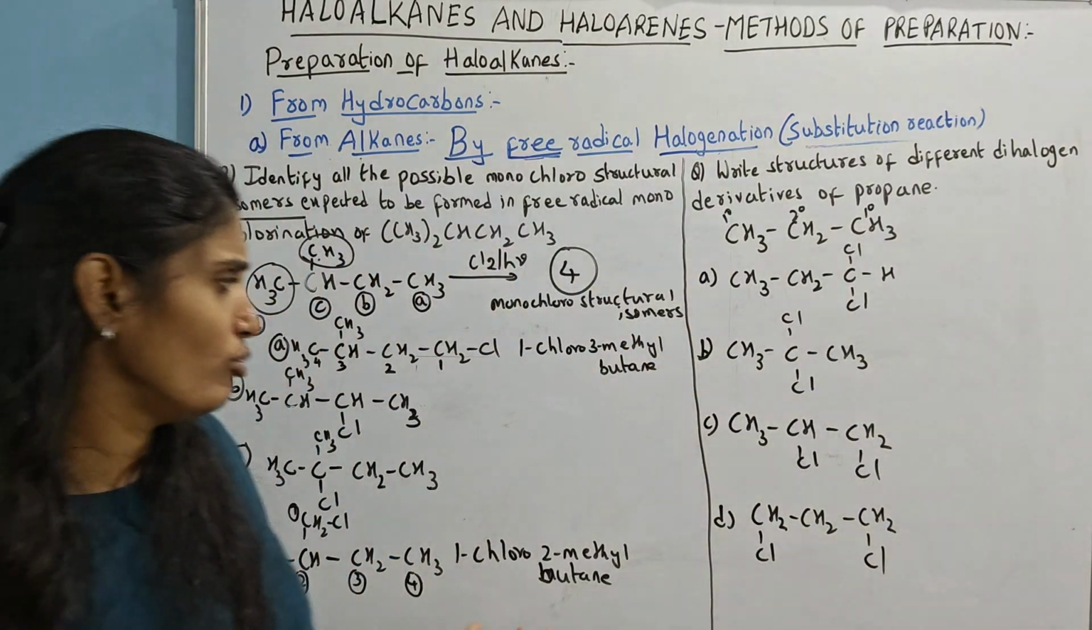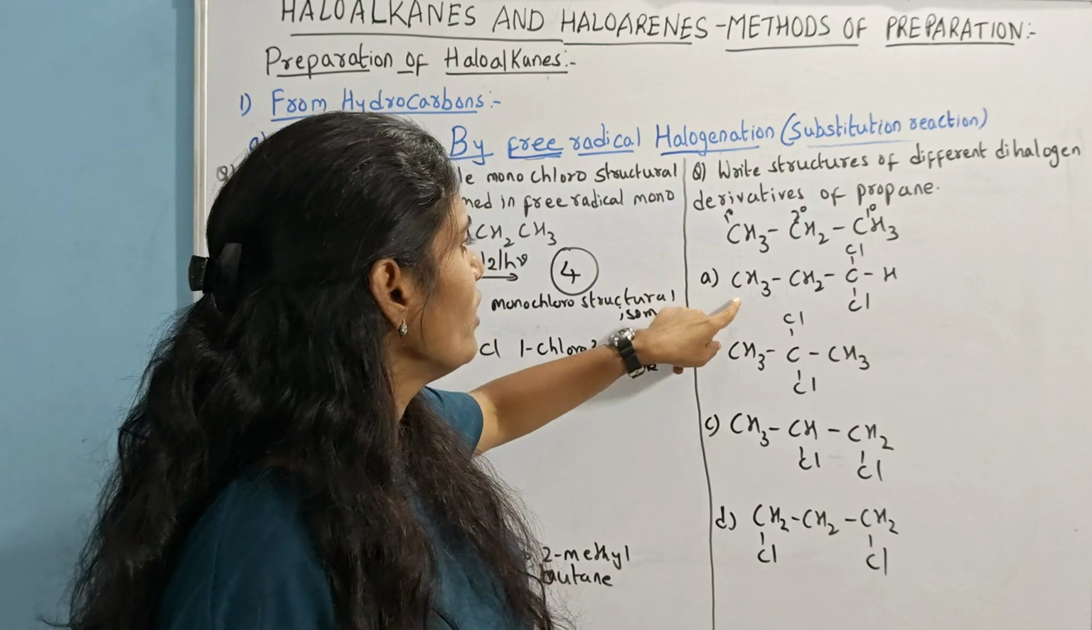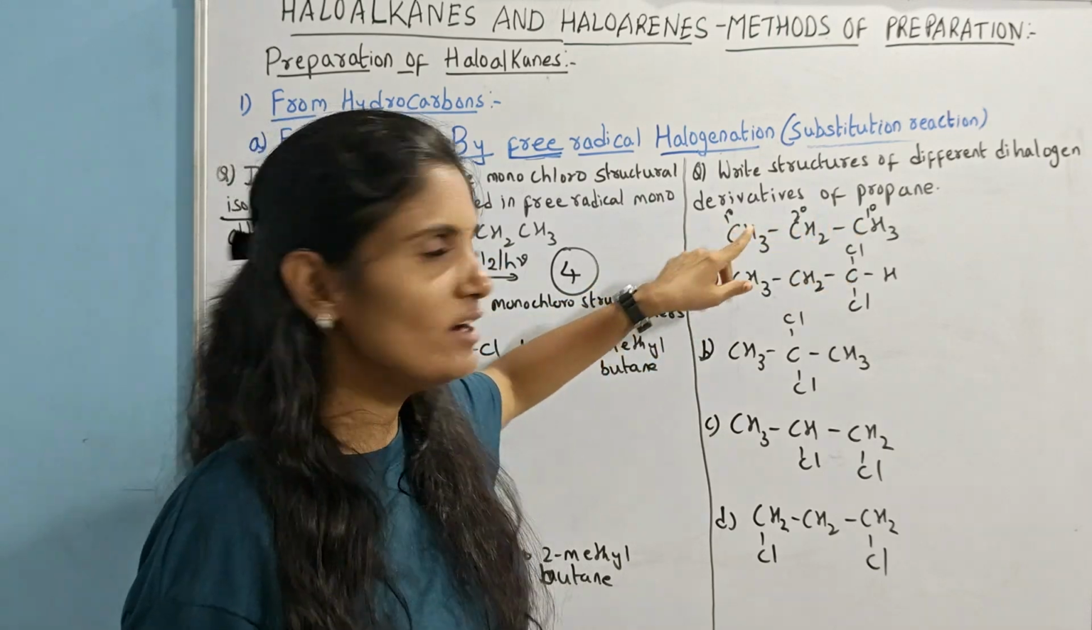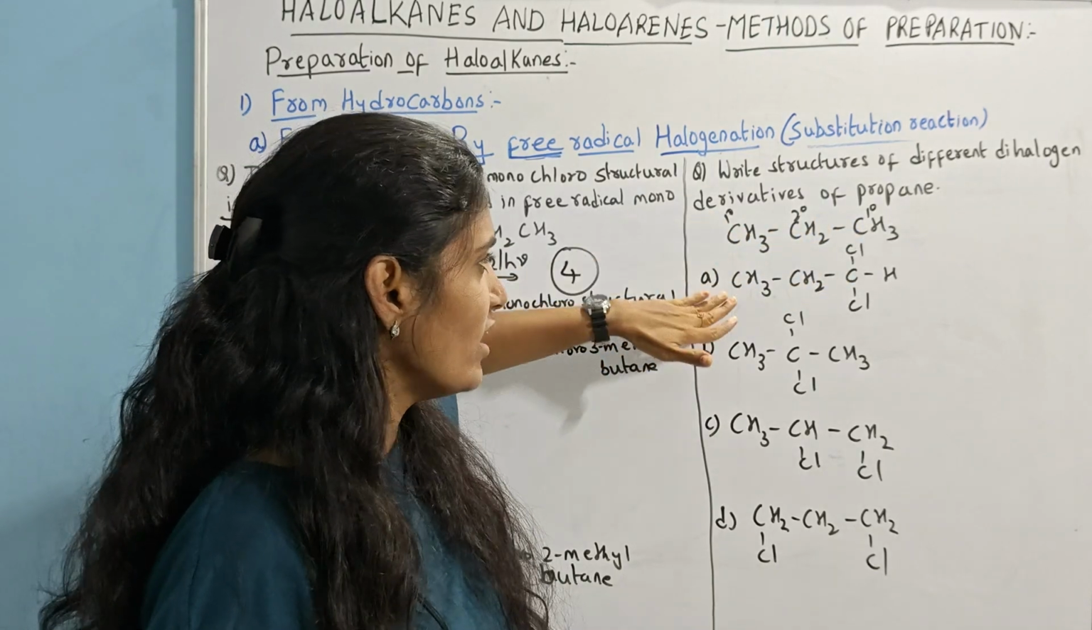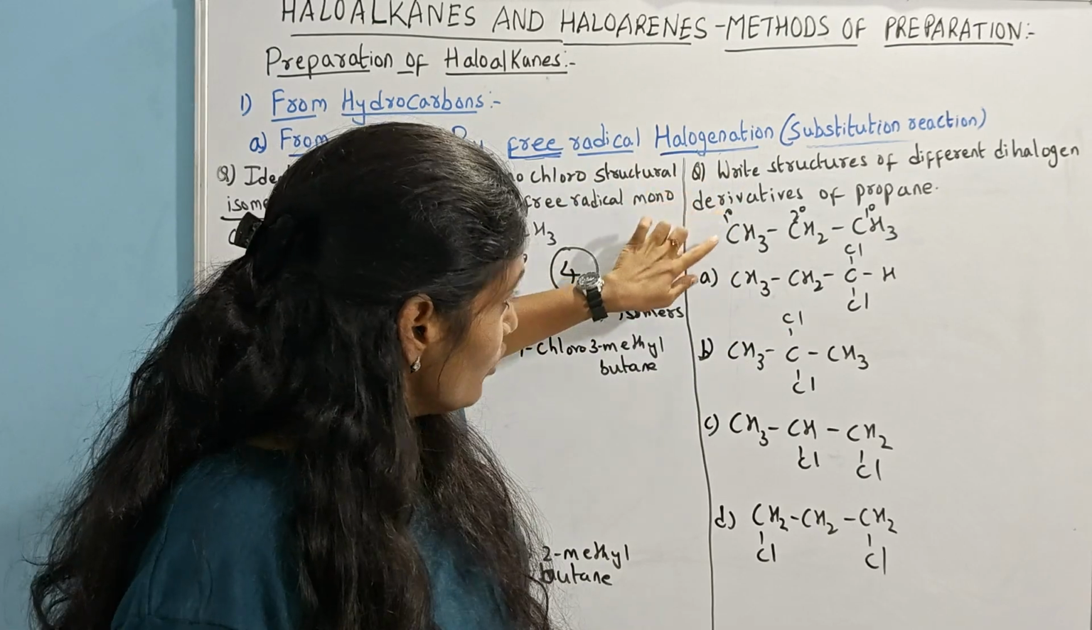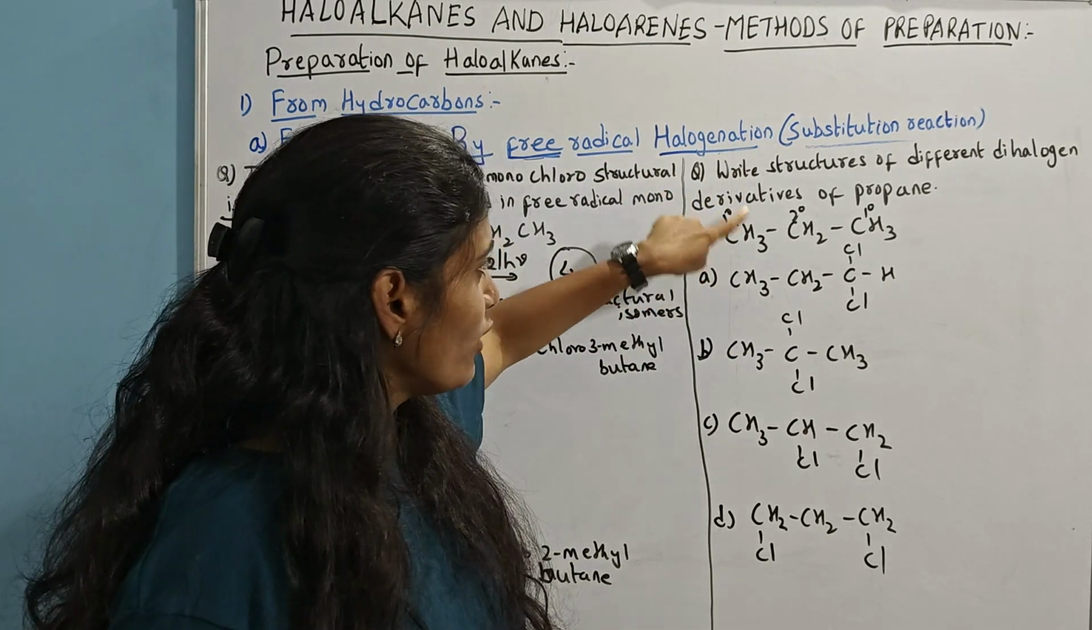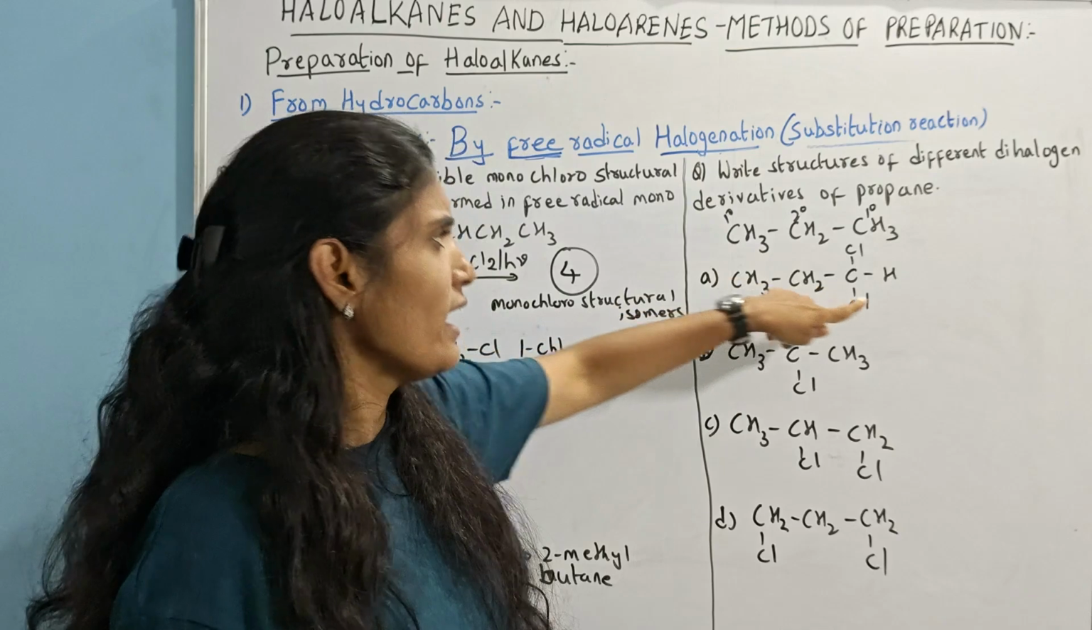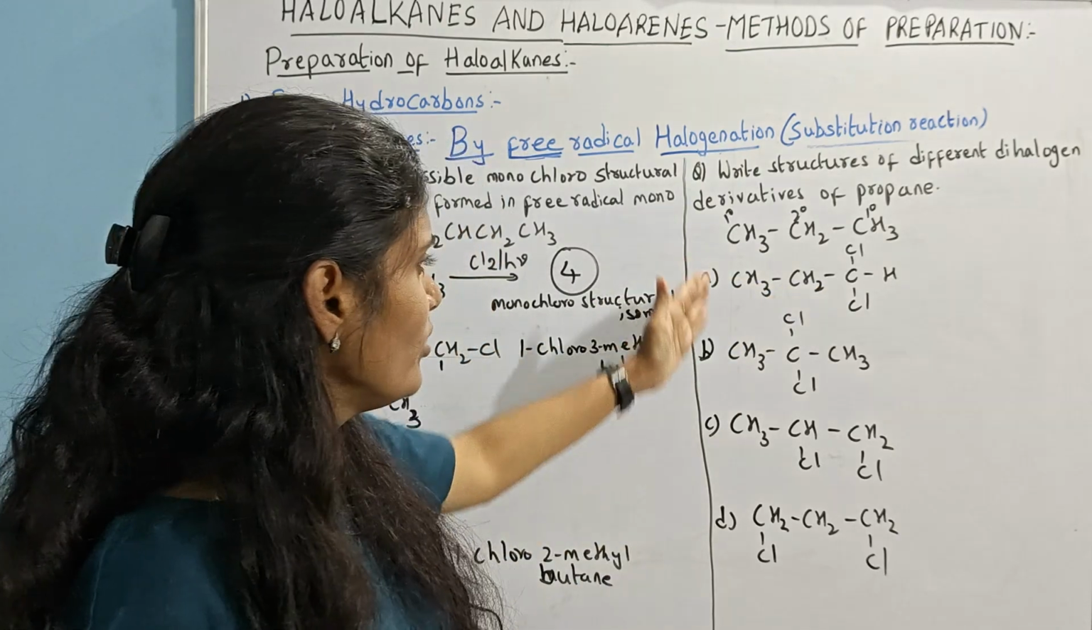Okay, there is no other possibility now, because if I put on this, it is again the same, right? If I substitute this, it is again the same. So if you are thinking, ma'am, substitute 2 hydrogens on this carbon and put chlorine, then again it will be the same structure. So how many possibilities did I get here?